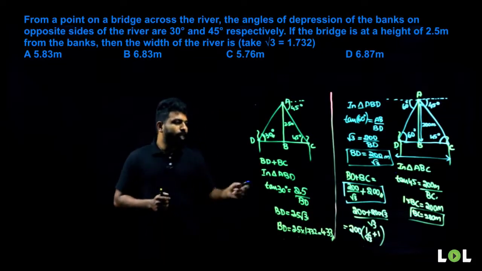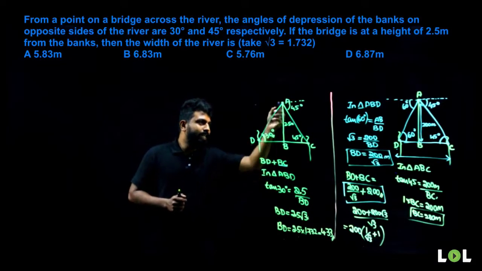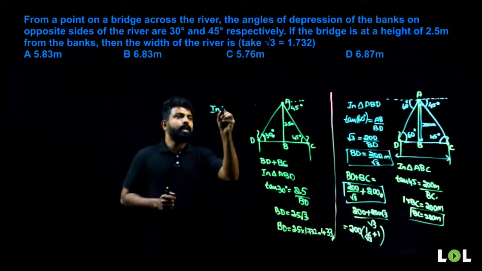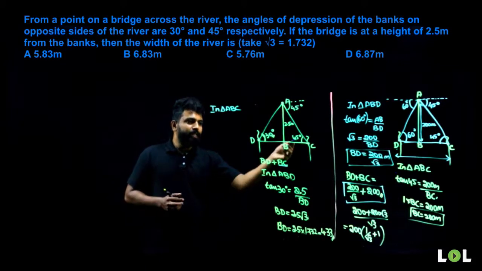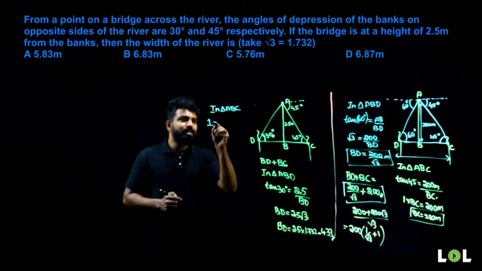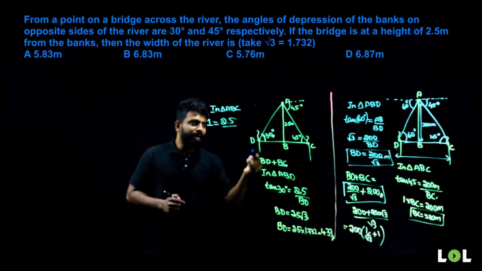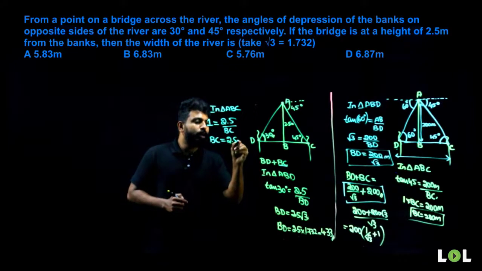So next, what do we need to find out? We need to find out the value of BC. So what is BC? Let us take the next triangle here, that is ABC. In triangle ABC, for BC we'll be taking tan 45 directly. What is tan 45? 1. That will be equal to the opposite, that is 2.5, divided by the adjacent. Adjacent here is BC. So BC will be equal to 2.5 meters.